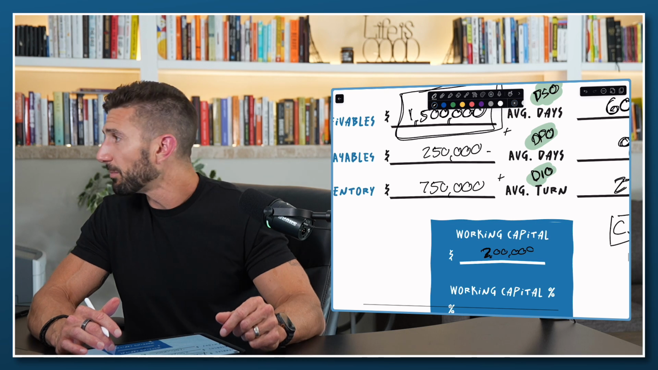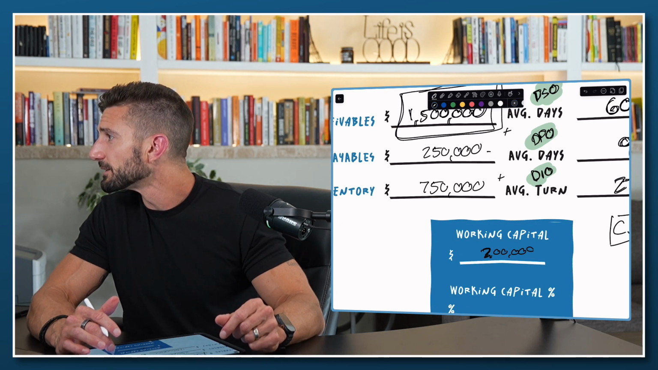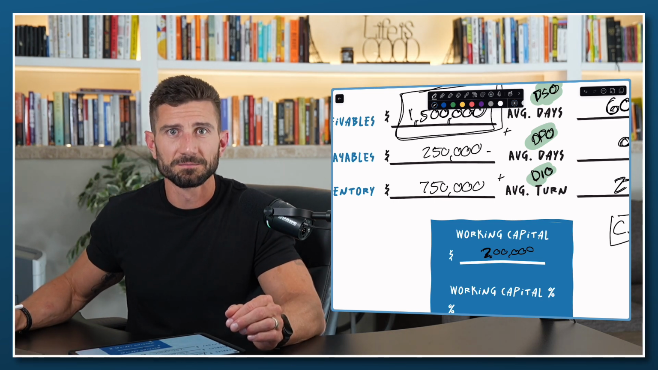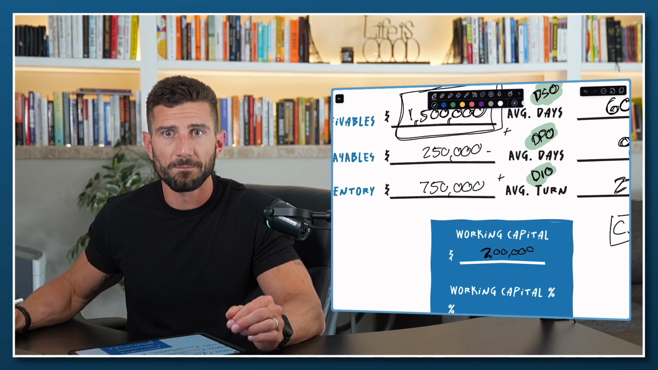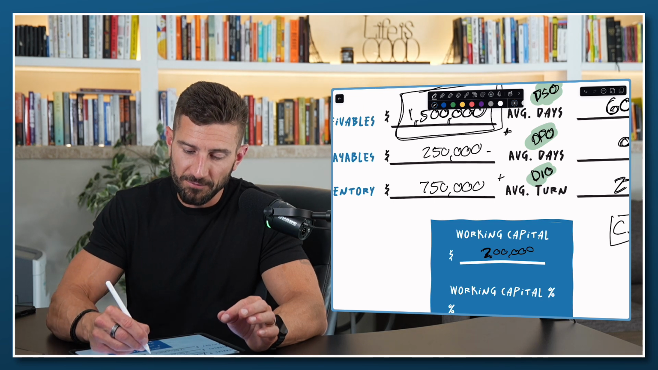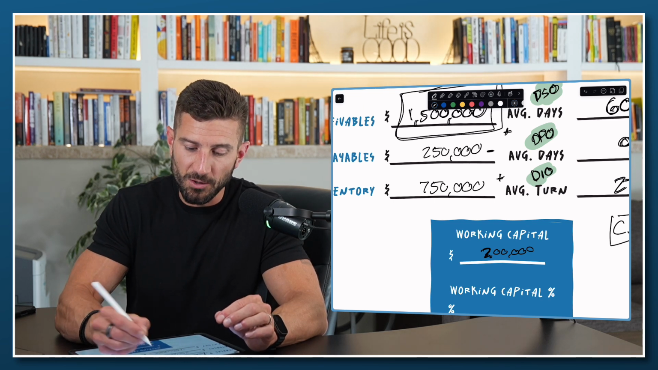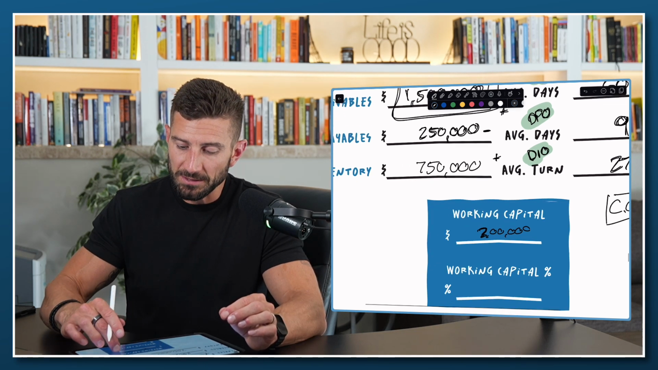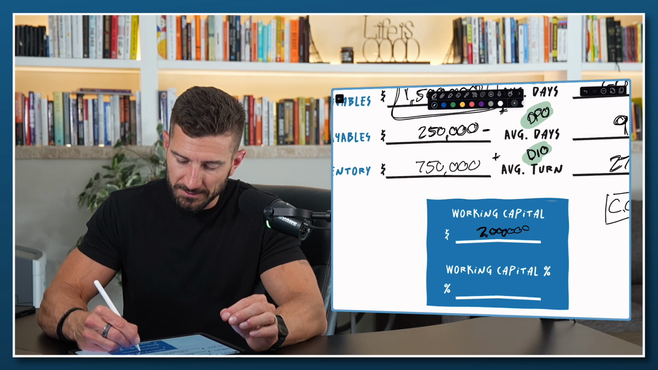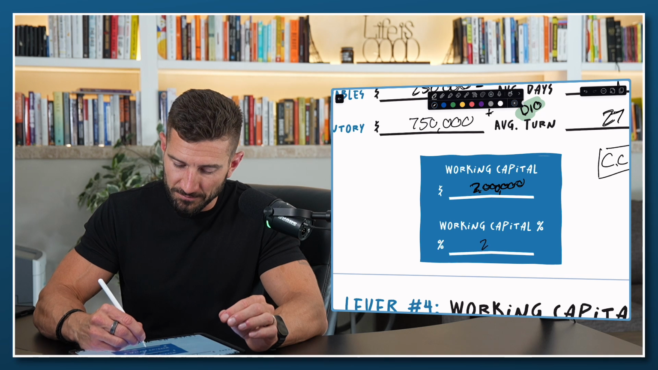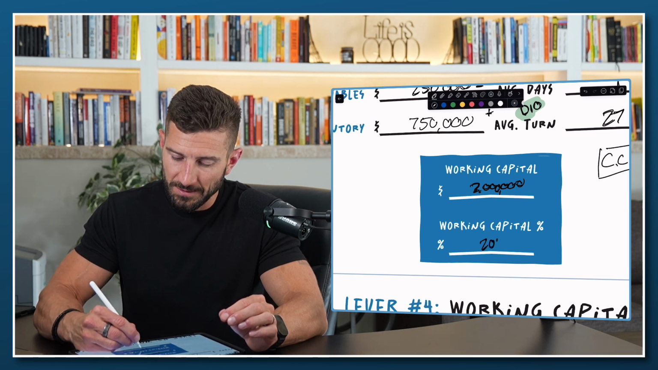Does that add up? Yeah, sorry, I was right. You're taking that 1.5 plus the 750, and then you're taking away the payables. I was getting the two different case studies or examples mixed up. So that would equal this $2 million, and that is an average of 20% of revenue because it's a $10 million company.